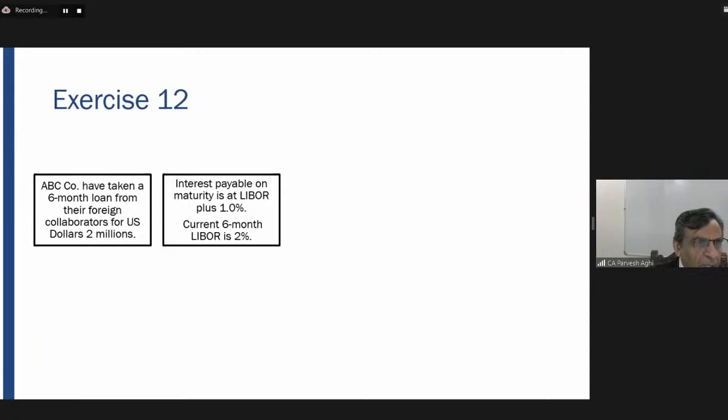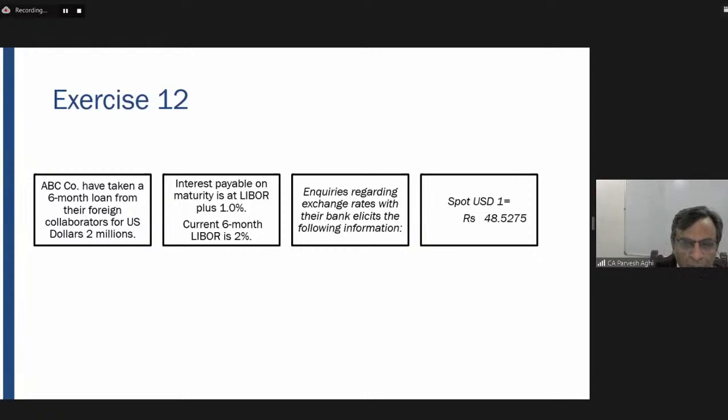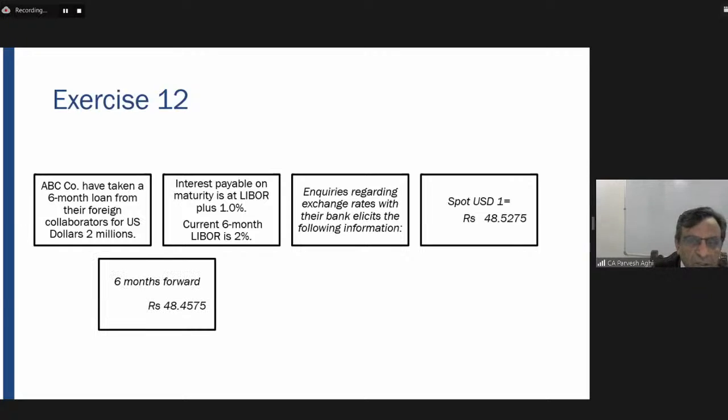LIBOR is basically the interbank offered rate. So they have taken a loan at LIBOR plus 1%, and today's LIBOR is 3%, so the interest rate will be 3% if we add the LIBOR to it. Inquiries regarding exchange rate with their bank elicit the following information. The spot rate today is $1 equal to 48.5275. Again, this is a very old quote. Now the 6 months forward rate which has been given is 48.4575.